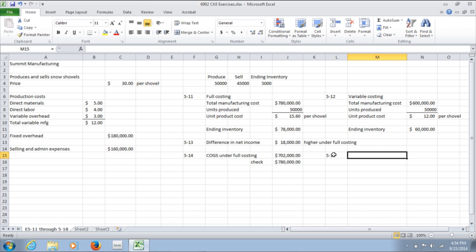Now in 515, instead of the cost of goods sold number, we're looking at solely the variable cost of goods sold. So we'll want to take the $12 per shovel and multiply that by the number of units sold, 45,000. And similarly, we have our check here. We see that that 600,000 is fully accounted for.